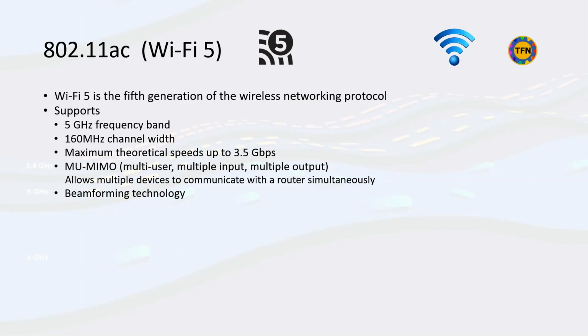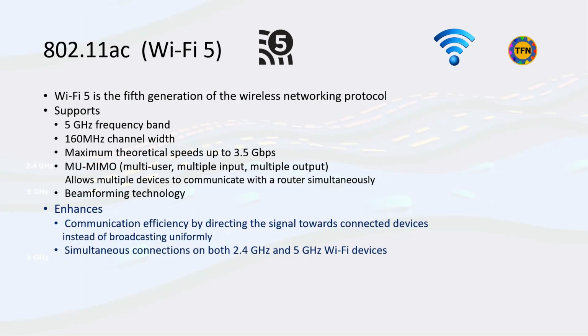Wi-Fi 5 supports MU-MIMO, or multi-user, multiple input, multiple output. MU-MIMO enables a router to communicate with multiple devices to send and receive unique streams simultaneously. With SU-MIMO, or single-user MIMO, router communication is limited to a single device at a time, though use of multiple streams is allowed. Use of beamforming technology enhances communication efficiency by directing signal towards connected devices instead of broadcasting uniformly.